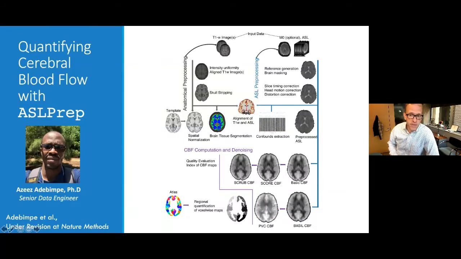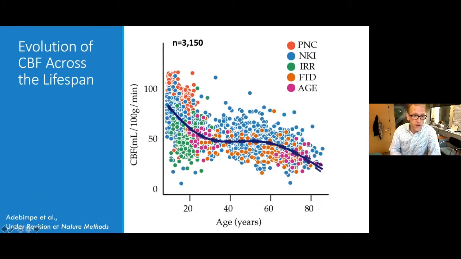Most recently, Aziz Nabipour, senior data engineer, built ASLPrep for processing arterial spin labeled MRI and allowing us to quantify cerebral blood flow. The paper describing ASLPrep is out on bioRxiv and is under revision in Nature Methods. And like fMRIPrep and QSIPrep, it builds automatic workflows for processing your data using top methods. As part of the evaluation of ASLPrep, Aziz processed over 3,000 data sets from 5 studies across the lifespan. And what he found was a striking pattern of evolution of cerebral blood flow, with cerebral blood flow declining in youth and into early adulthood, flattening out in middle age, and then showing a decline again in aging.